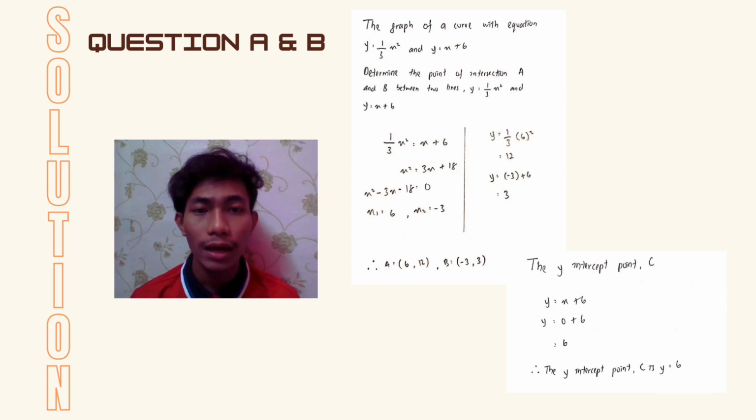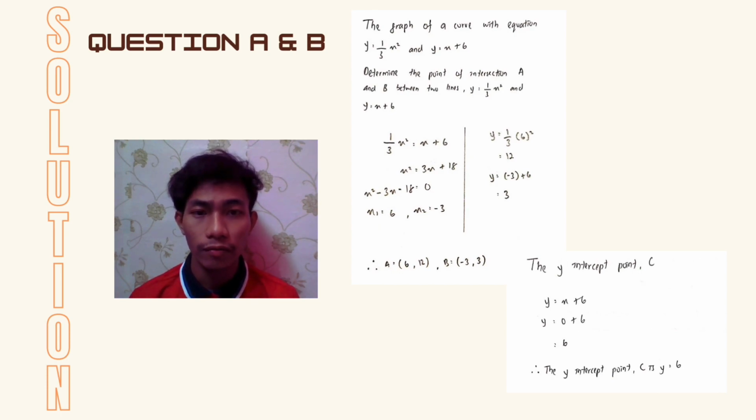Then multiply x plus 6 by 3 and we get x squared equals 3x plus 18. After that, move 3x plus 18 to the left side. And the answers are x1 equals 6 and x2 equals negative 3.